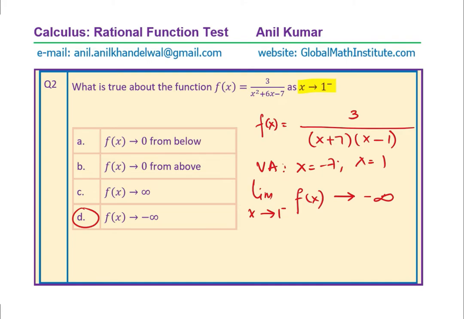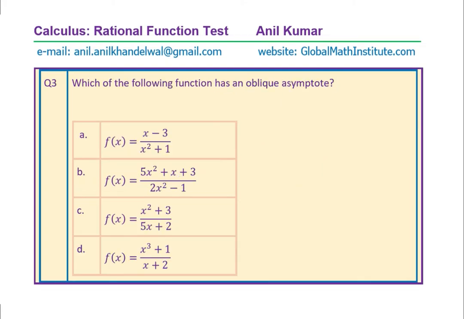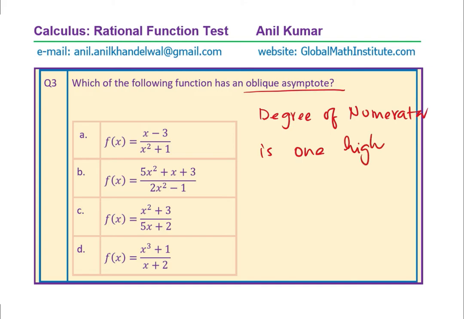Let's move on and take question number 3 now. Which of the following functions has an oblique asymptote? So oblique asymptote is there when degree of numerator is 1 higher than the degree of denominator, right?